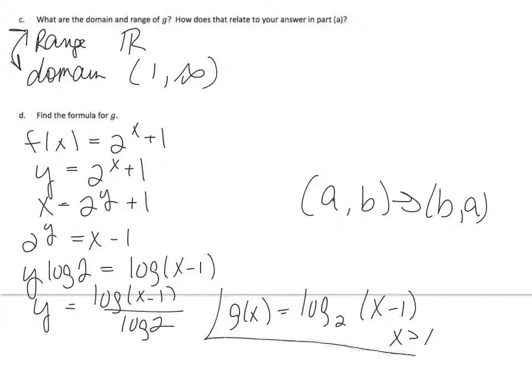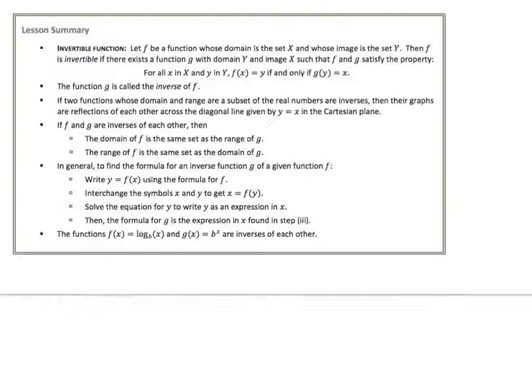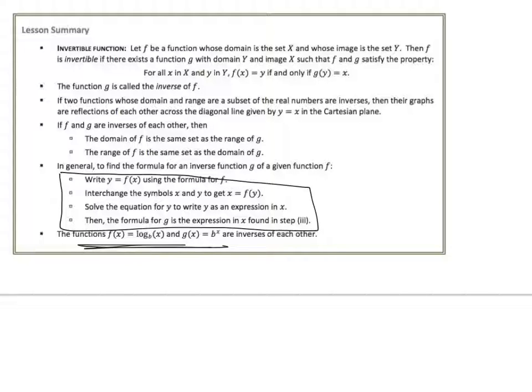Cool? That was a little complicated, but sort of fun. That's why we did all this in the last few sections, right? Alright, sweet. Lesson summary. What did we do? Right here, these are the steps that we did. So therefore, f of x equals log base b of x and g of x equals b to the x are inverses. That's the log and the exponent. Cool? Alright, nice work.